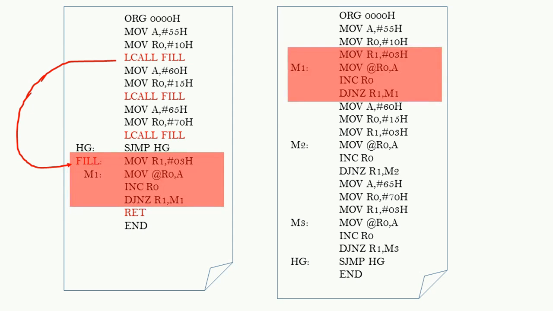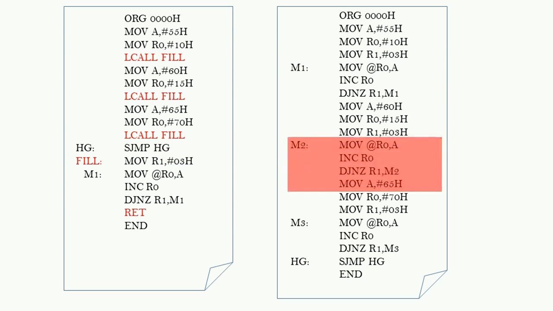At the end of executing the subroutine, the return instruction causes the execution to jump back to the instruction just after the lcall instruction. Whenever this set of codes is required, it is replaced with lcall to the subroutine.